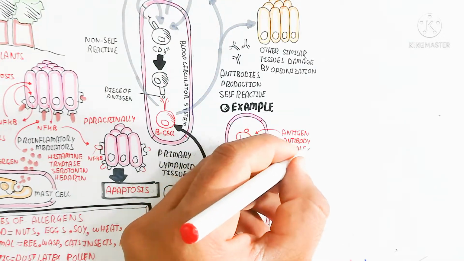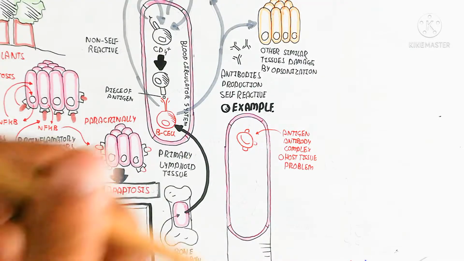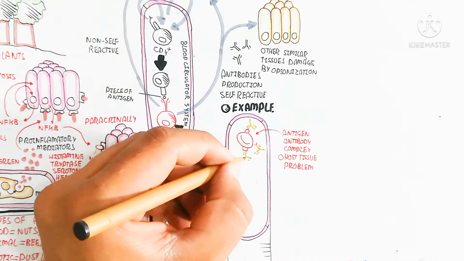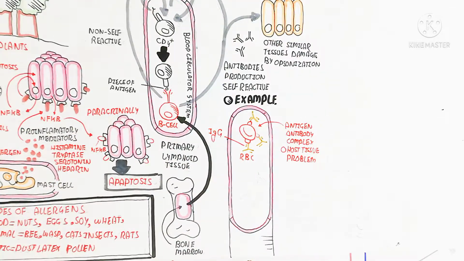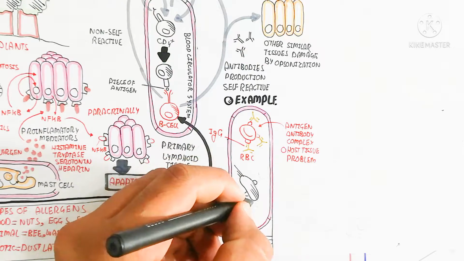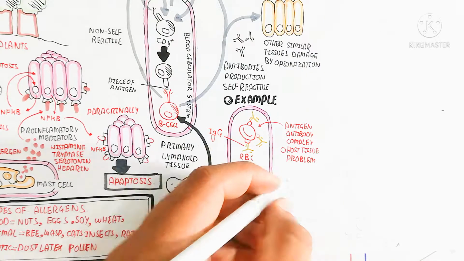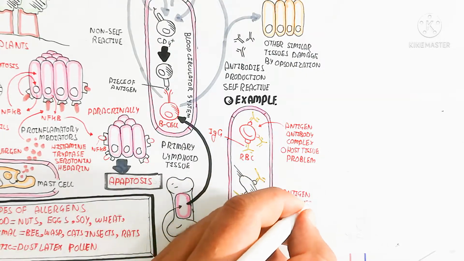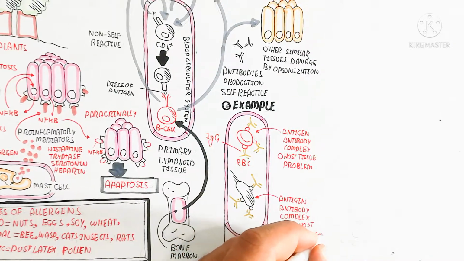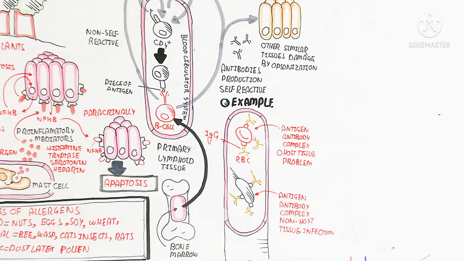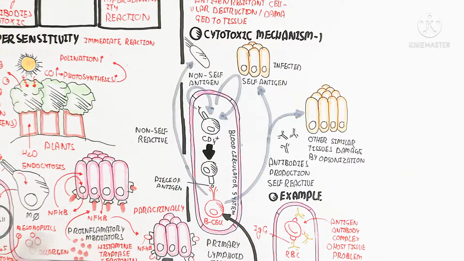I am giving an example. For example, here is the RBC. The RBC forms an antigen antibody complex with a host tissue problem. In this way, immunoglobulin G will bind with the antigen of the RBC, as well as the foreign antigen, which is the foreign particle or foreign bacteria, forming an antigen antibody complex in non-host tissue infection. So that will opsonize and kill the pathogen, while our own RBC will also lyse due to the autoimmunity reaction. So this is cytotoxic mechanism 1.